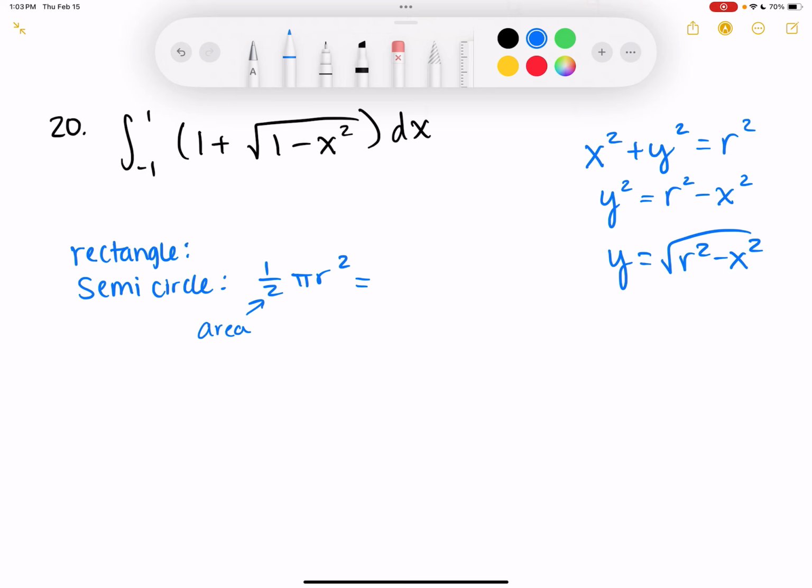Okay, so what would the radius be of this part if we equate it over here? 1. Okay, so I'm going to replace r here with 1. So 1/2 pi times 1 squared, which is just pi over 2.